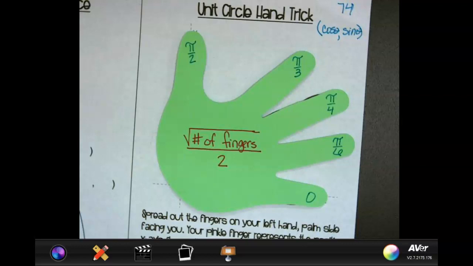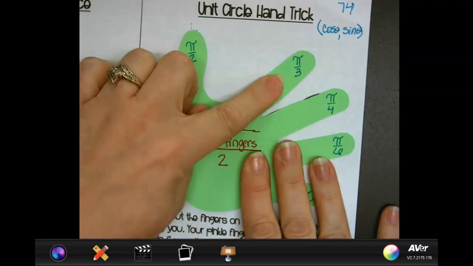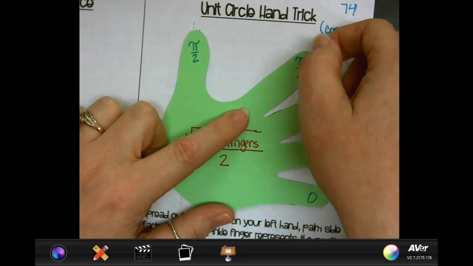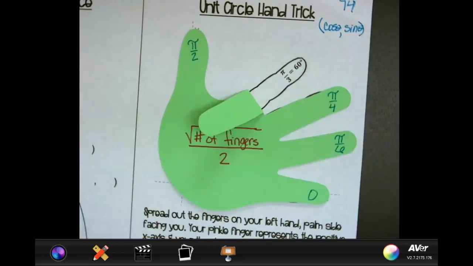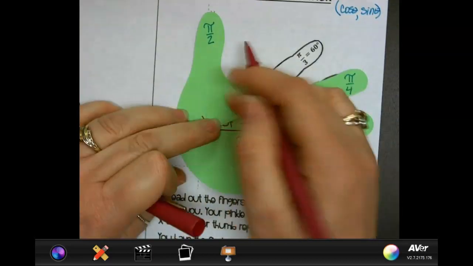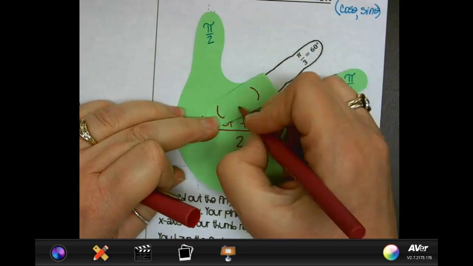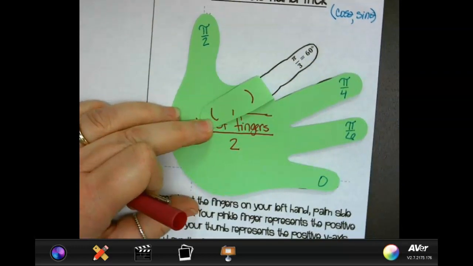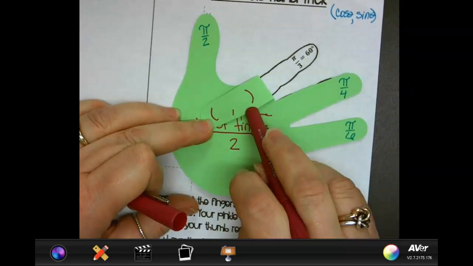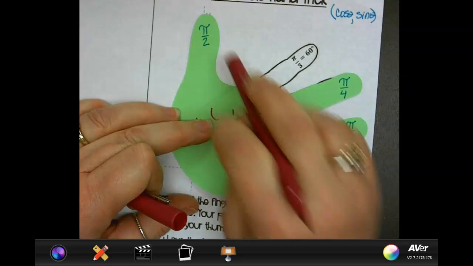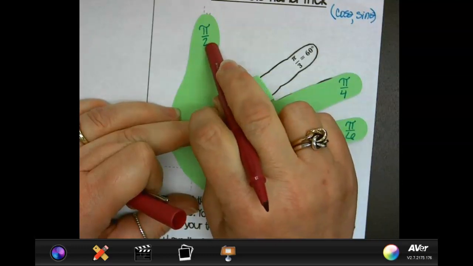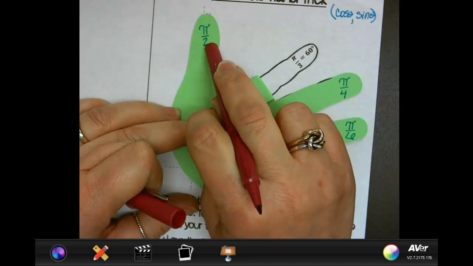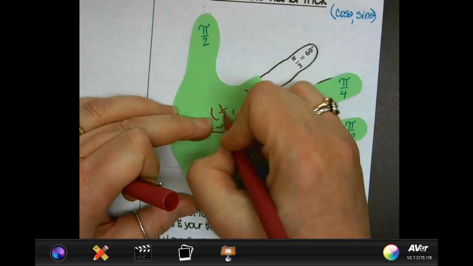All right, so here's how this works. We're going to take pi thirds, that's your index finger, and you're going to fold it back. Then inside of here, we're going to write the ordered pair. We know it's always cosine, sine, cosines on the left, sines on the right. So when we bend back our index finger, to the left of our index finger, we have one finger left. So we take the square root of 1. What's the square root of 1? 1, and we put it over 2. So that means this is 1/2.